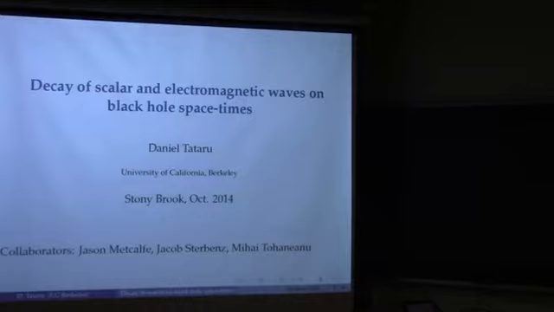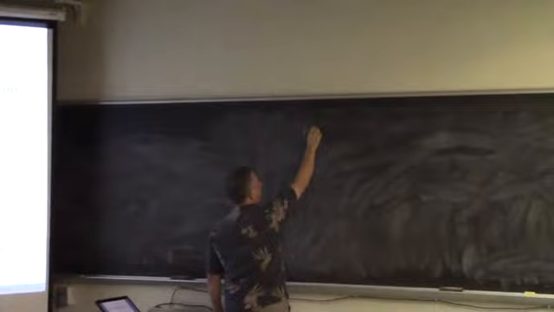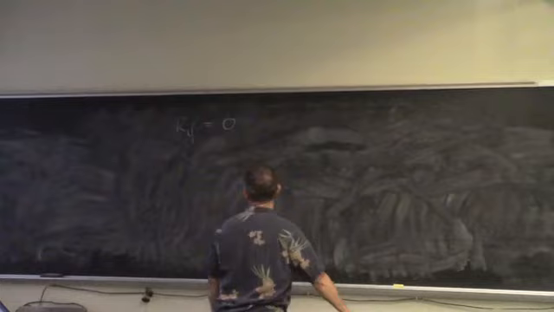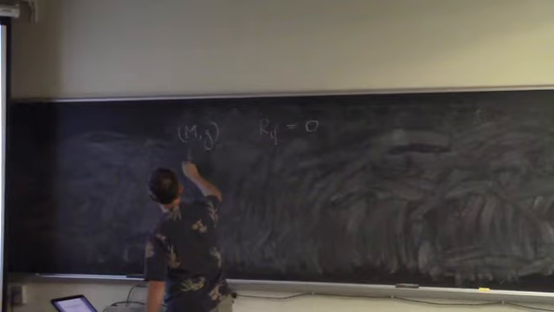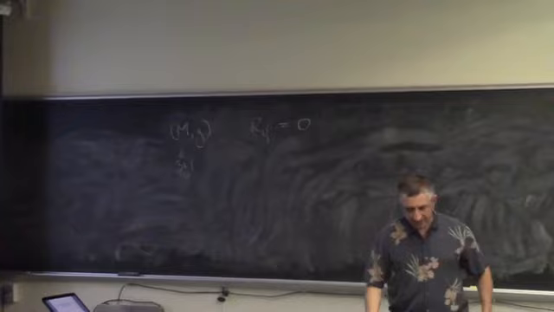So maybe a good starting point is from the relativistic standpoint, with the vacuum Einstein equations. So here we have a Lorentzian space-time, a 3 plus 1 dimensional manifold with a metric g of signature (3,1), and R denotes the Ricci tensor. And as I said, these are the vacuum Einstein equations.